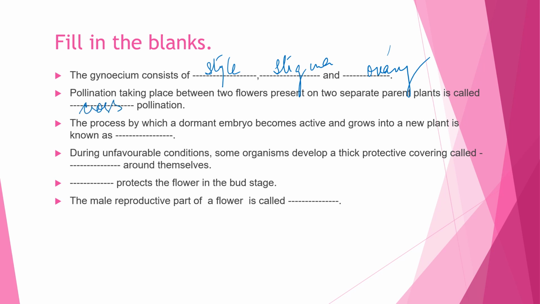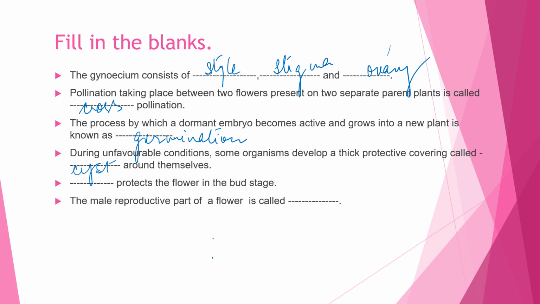Now the process by which a dormant embryo becomes active and grows into a new plant is known as germination. Next, during unfavorable conditions some organisms develop a thick protective covering called, what is that covering called? That is produced during the unfavorable condition, that is called the cyst. They provide themselves with a protective layer called the cyst.